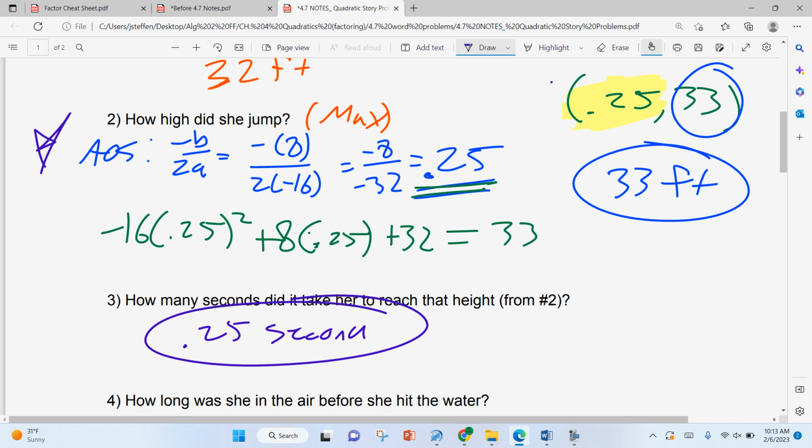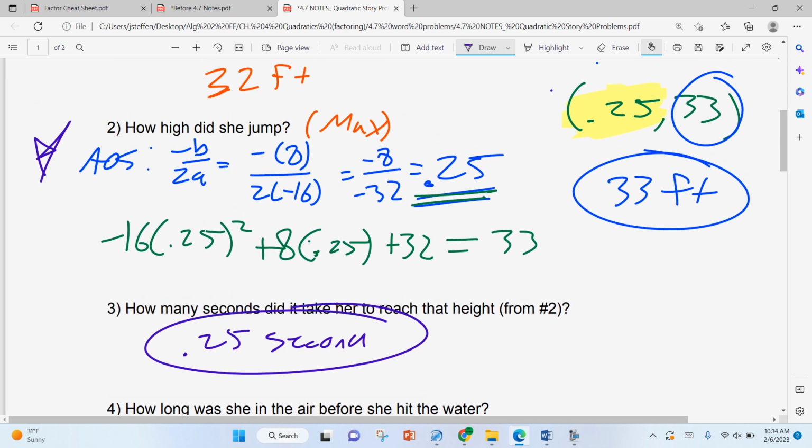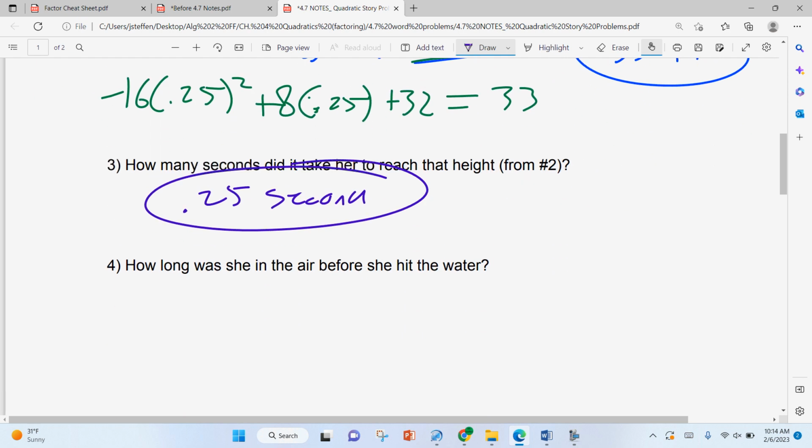So I don't care if you show your axis of symmetry work on number 2, and not number 3, or vice versa. If you say, oh, well, obviously I have to do this one first, so you put your axis of symmetry work down here, and then that work for number 2, that's fine. As long as I see it once, that's the main thing. But I do need to see it. So that's the vertex, or that's the maximum height. Find the vertex. The x value is your number of seconds it took to get to that height. The y value is your height.